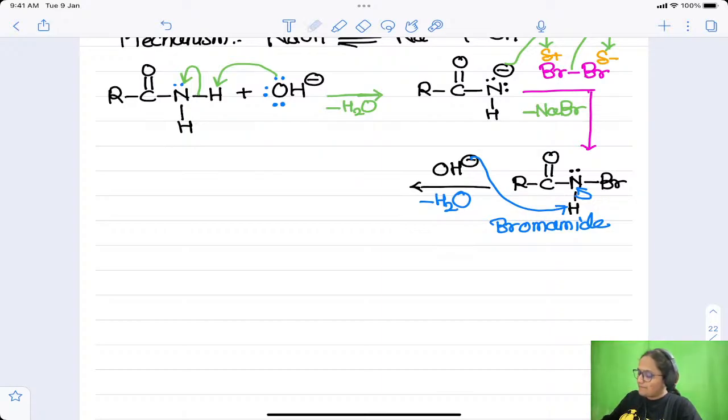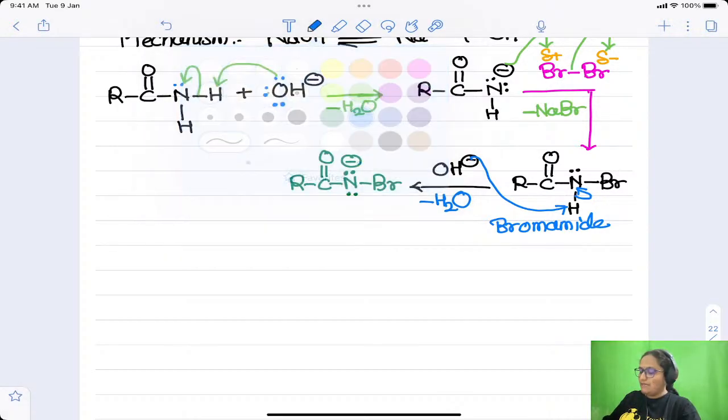What are we getting after this? We will get R C double bond O N attached to Br, and this nitrogen is now having two lone pairs of electrons and a negative charge. Why negative charge? Because it has one extra pair of electrons. So this particular molecule, in which there is a lone pair of electrons or negative charge on nitrogen, is highly unstable, right? Because negative charge is present. So what will it do? It will lose this bromide ion.